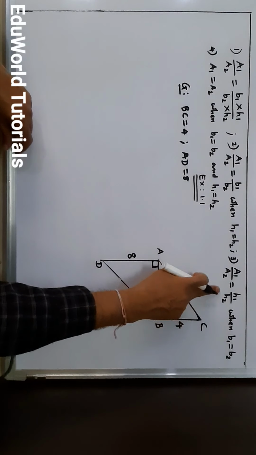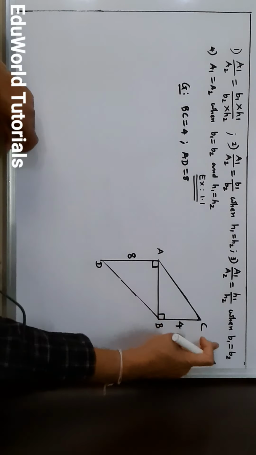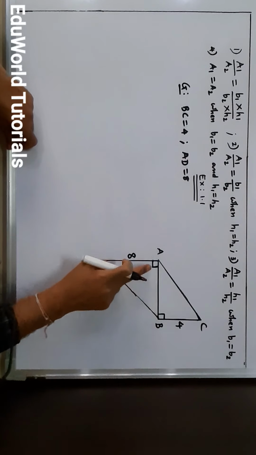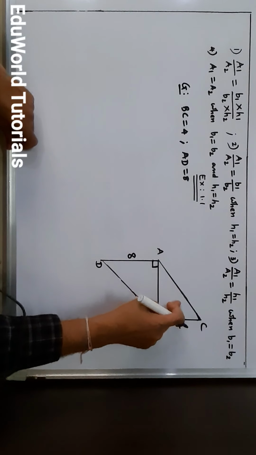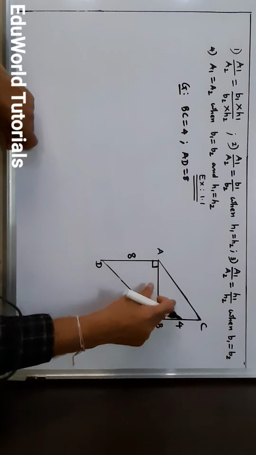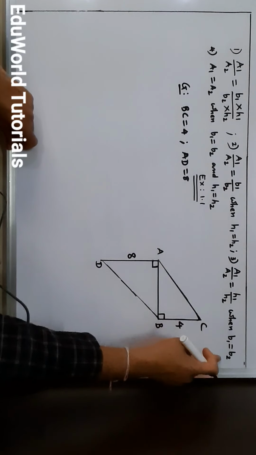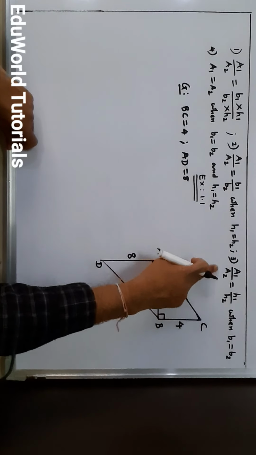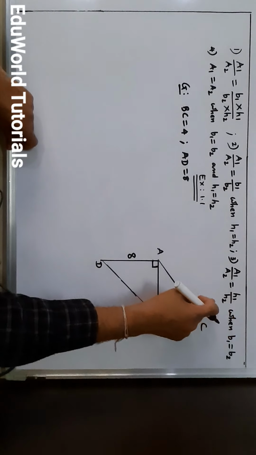Why do we have to think about the third property? Because these two triangles have same bases, equal bases, which is the base AB. AB is the base for this triangle as well as this triangle. Both are right angle triangles. Now when bases are equal, the areas of the two triangles are proportional to their corresponding heights.